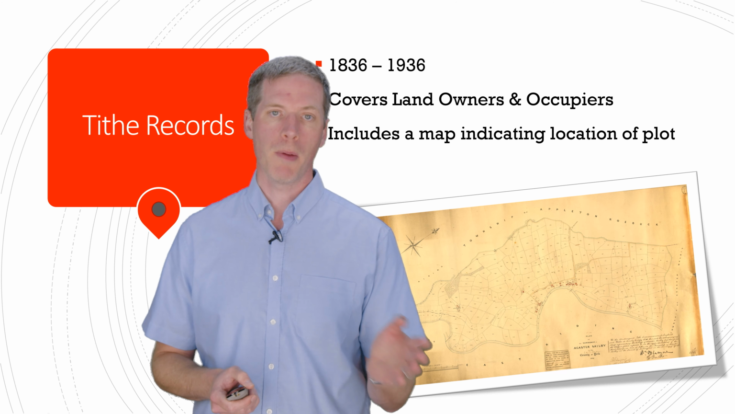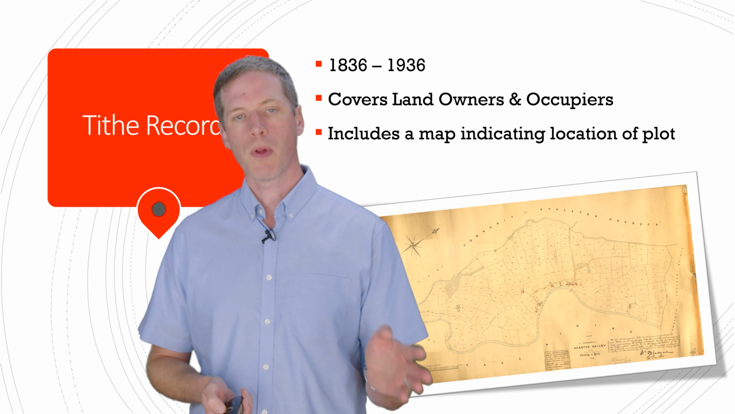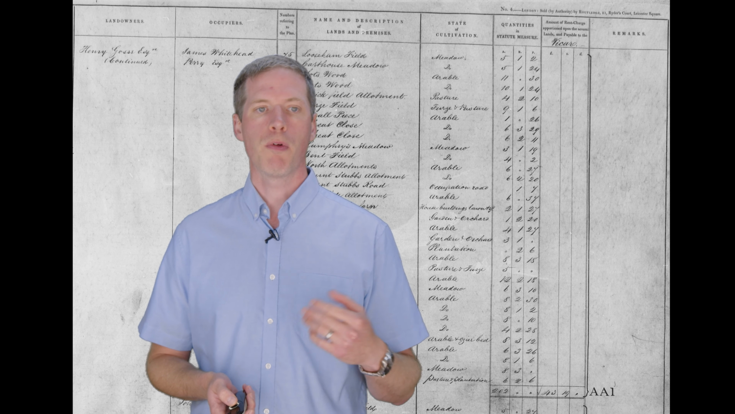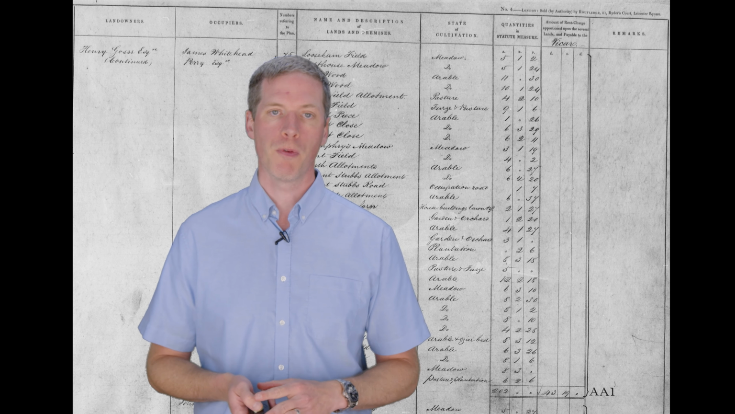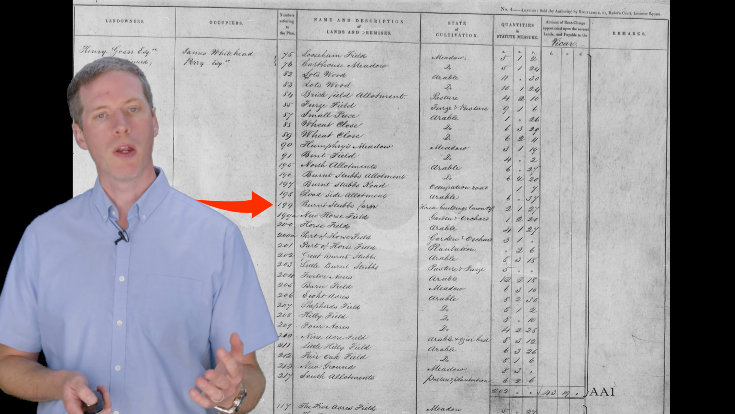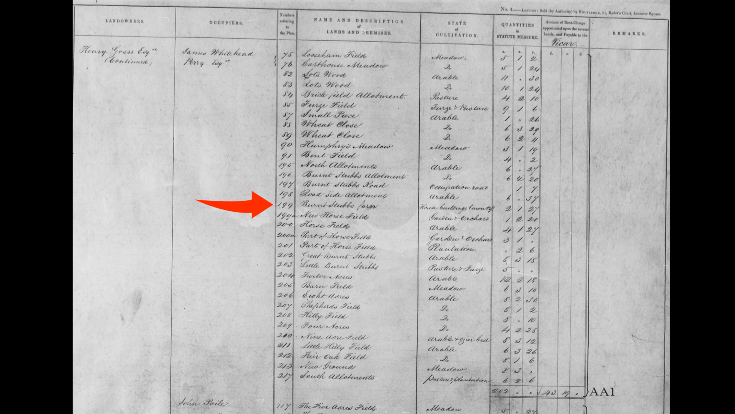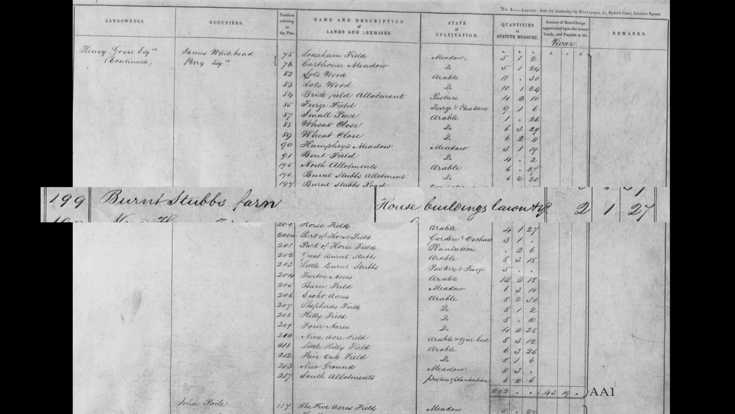And these records can be updated up until 1936 when all tithe rents were abolished. So going back to our Chessington example, we'll bring up the apportionment books for Chessington, and I just want to concentrate on this particular plot, plot 199, which is listed as Burnt Stubbs Farm. You can see here it says there's a house, buildings, lawn, a yard, and it takes up the area of 2 acres, 1 rod and 27 perches. It's owned by a Henry Goss Esquire, and it's currently occupied by James Whitehead Perry Esquire.